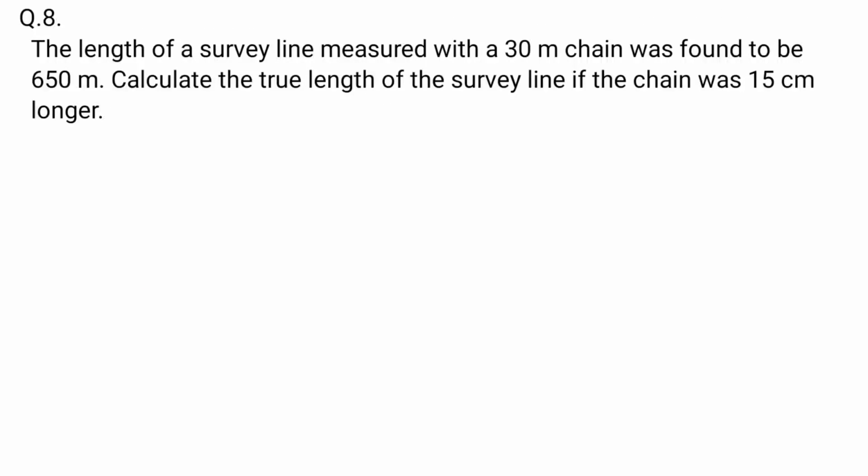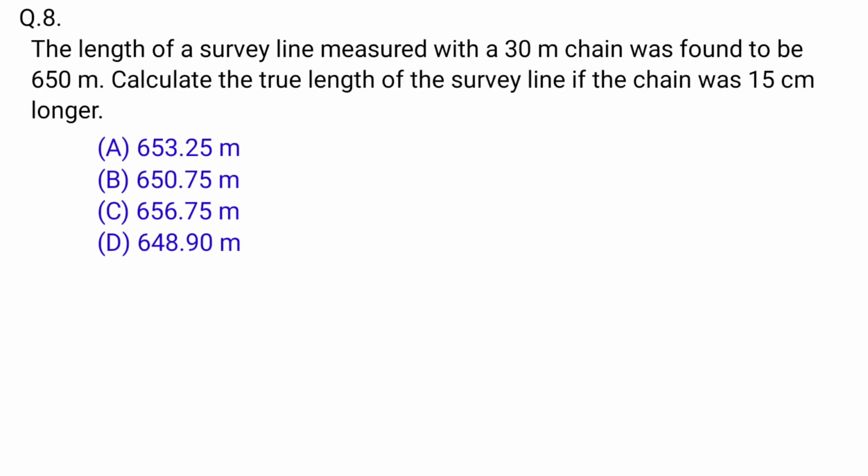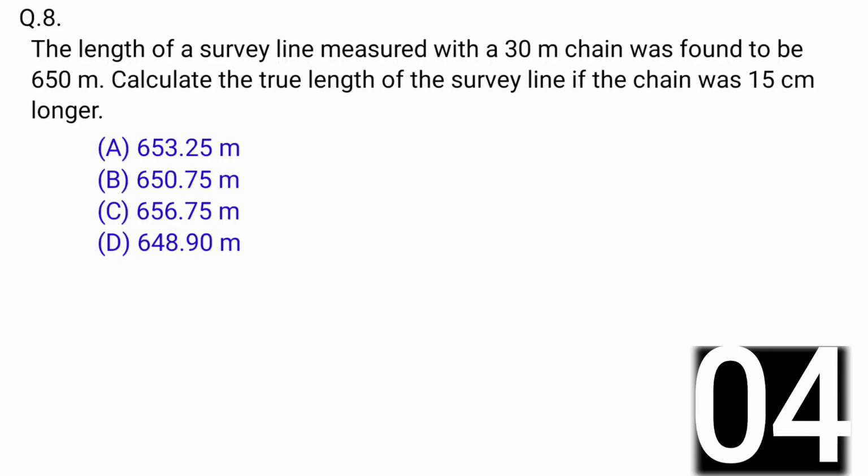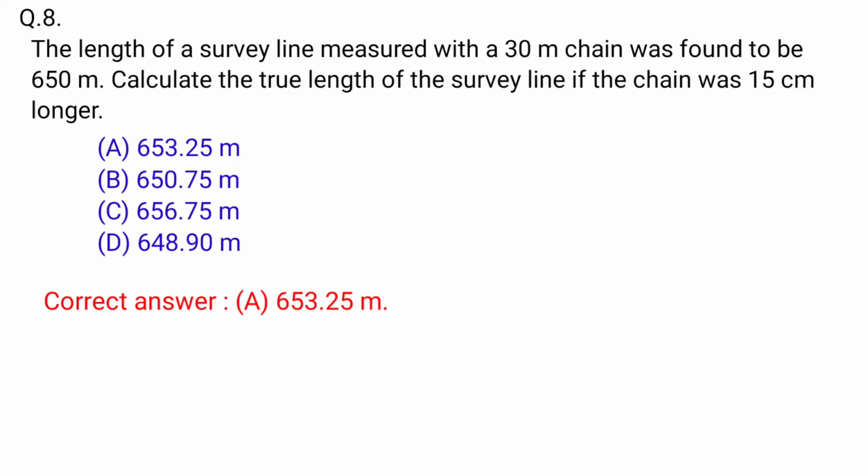Next. Question number 8. The length of a survey line measured with a 30 meters chain was found to be 650 meters. Calculate the true length of the survey line if the chain was 15 centimeters longer. Options: A. 653.25 meter, B. 650.75 meter, C. 656.75 meter, D. 648.90 meter. Correct answer is option A. 653.25 meter.